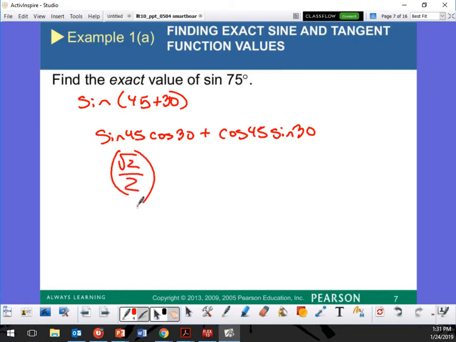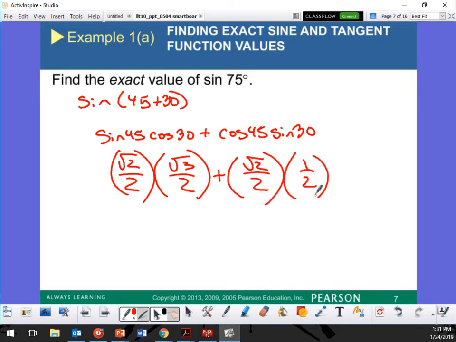Cosine 30? Root 3 over 2. Root 2 over 2, plus root 2 over 2. And sine 30, 1/2. All right, so my answer is going to be what? Root 6 plus root 2, all over 4. Because the common denominator is going to be 4, right? I just skipped that step, and I already knew it was going to be common denominators. Yes? Okay.